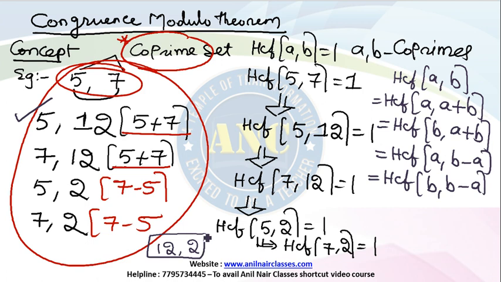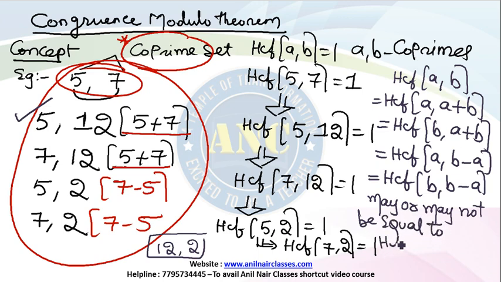HCF of two even numbers cannot be an odd number. It may or may not be equivalent to HCF of A plus B, B minus A. Very important point. If I want to find out the HCF of any two numbers, it is equivalent to finding the HCF of a number with the sum of the two numbers, or a number with the difference of the two numbers, but it is not equivalent to HCF of A plus B comma B minus A.